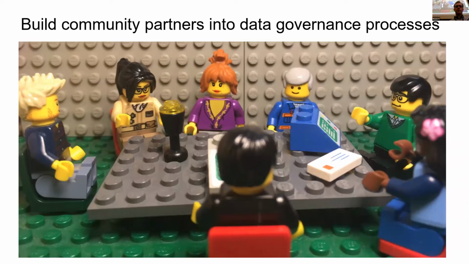Build community partners into data governance processes. As you're thinking about new data sets, pull somebody into that process: how would you use it? What would you need to get out of it? And this could be somebody at a local level, an advocate working in air quality in some community. Involve people in that process from the start.